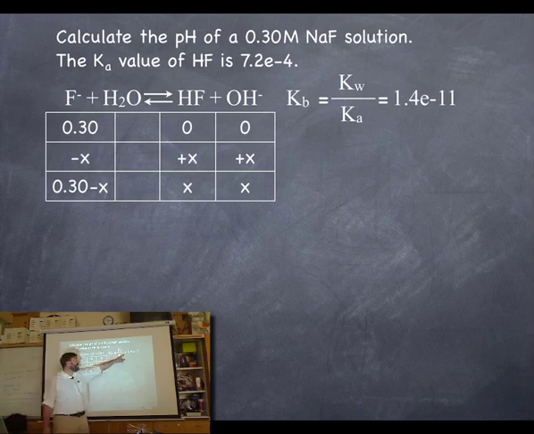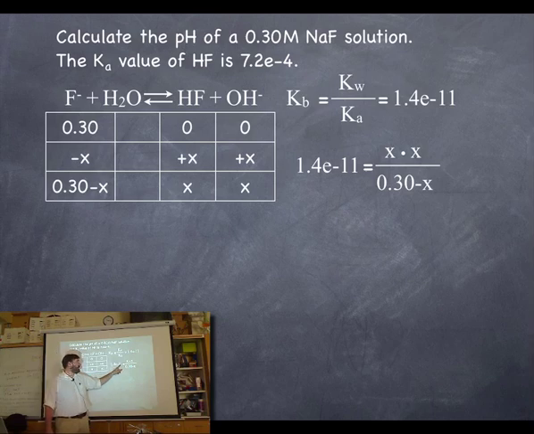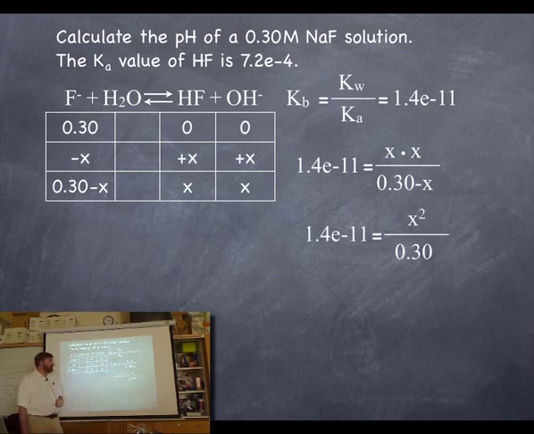So we know Kb, we're going to set that equal to the mass action expression. Remember that? So 1.4 times 10 to the negative 11 equals x times x over 0.3 minus x. Let's assume that this x value is small so that we can simplify this equation. 1.4 times 10 to the negative 11 equals x squared over 0.3. x equals 2.0 times 10 to the negative 6. You will always be able to use the 5% rule on our test and on the AP test.